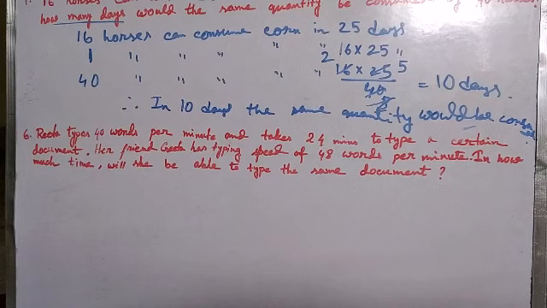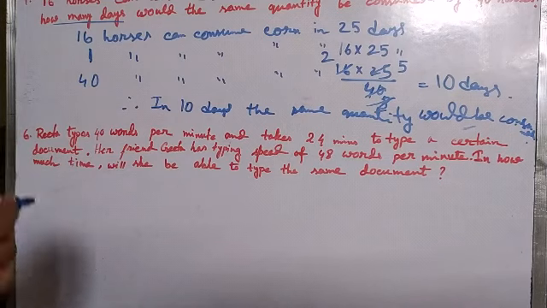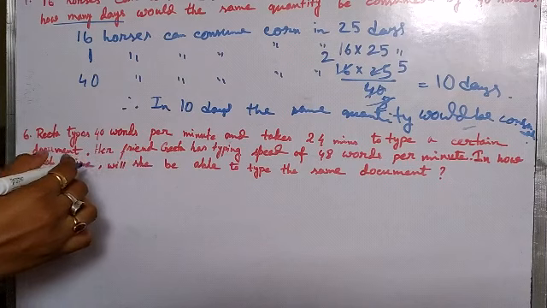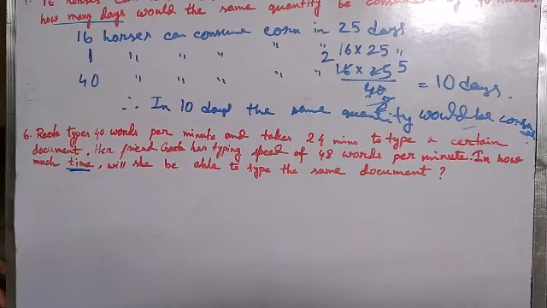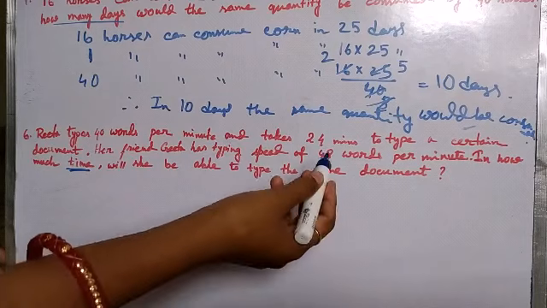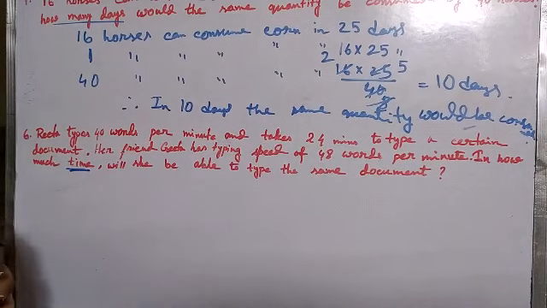Now question number 6. Rita types 40 words per minute and takes 24 minutes to type a certain document. Her friend Geeta has a typing speed of 48 words per minute. In how much time will she be able to type the same document? So here, first of all, we will use the unitary method and find the result. The time being asked will be on the right side, and the number of words per minute will be on the left side.